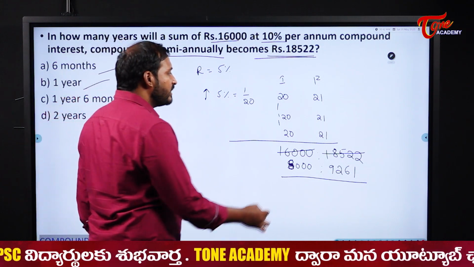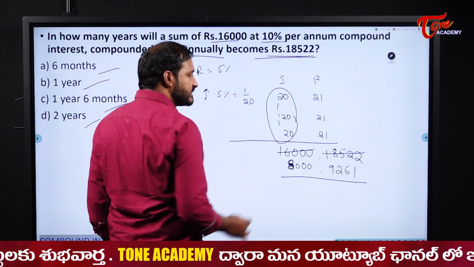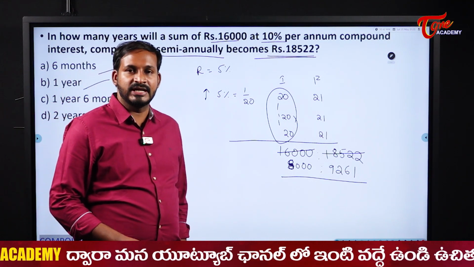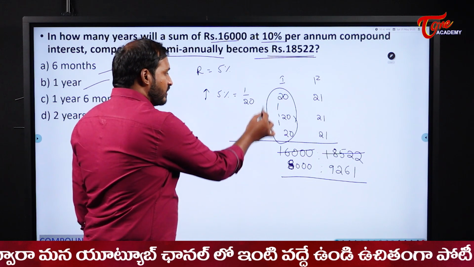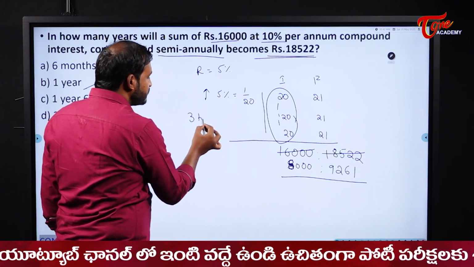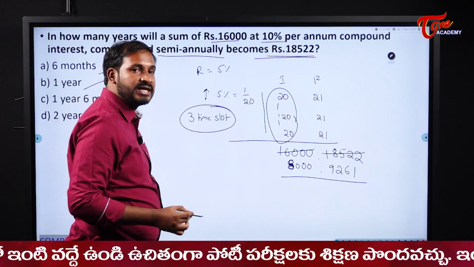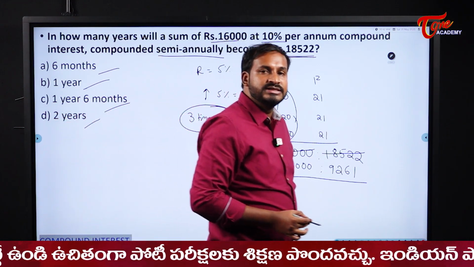9261. Now tell me, what will be our answer? 3 years. Is it correct? No. Why? What is the reason? Here there are 3 time slots. And what about this slot? Each slot is what? Just a half year.